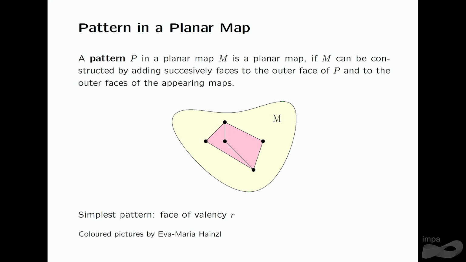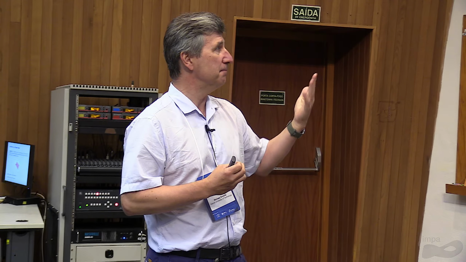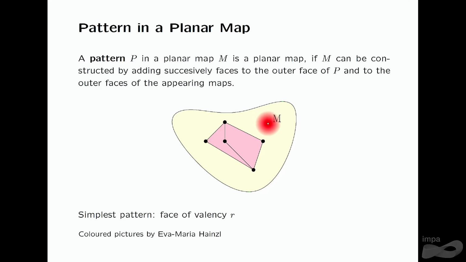But now I come to the main topic of this talk, patterns of a planar map. What is a pattern? A pattern is some locally given structure. For example, here you have two quadrangle configurations that are joined by an edge or two edges. So this is a pattern. A pattern is, of course, again a planar map, and it appears in some sense as a submap. And the simplest pattern that you can think of is, of course, just a face. So you don't have these edges here. You just have a face of given valency, a triangle or a quadrangle or whatever. So this is the simplest pattern.